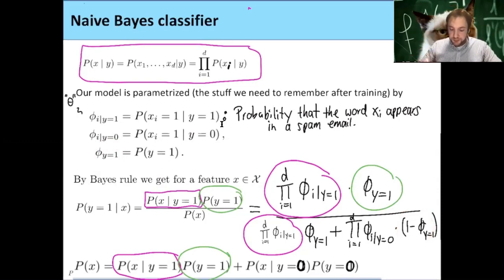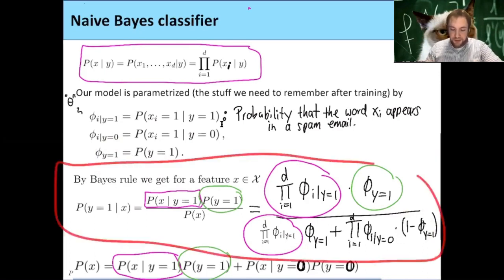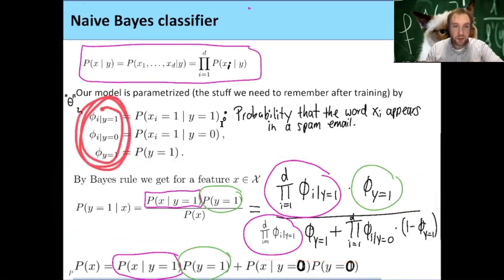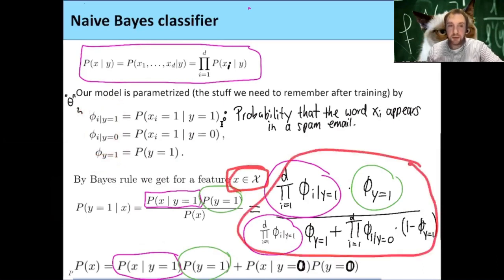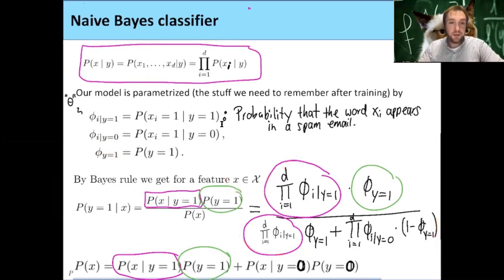So the statement of this here is that if we know these numbers, which we will derive in the next slide, then if someone sends us a new email, we can use this formula to calculate the probability that this new email is spam. And then we can decide if we will delete it or not.